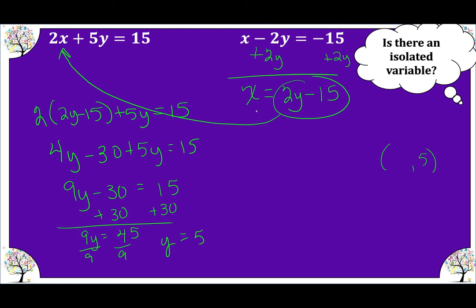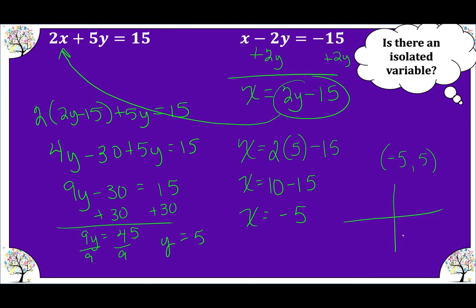Now I'm going to come up here, and I'm going to replace this y with 5 to get the x coordinate. So we just always have to remember, once we find one value of our solution, we have to plug that value back into any of the equations. But we're always looking for two values to create our one solution point. So this is going to be in quadrant 2. Our two lines intersect in quadrant 2 at -5, 5.